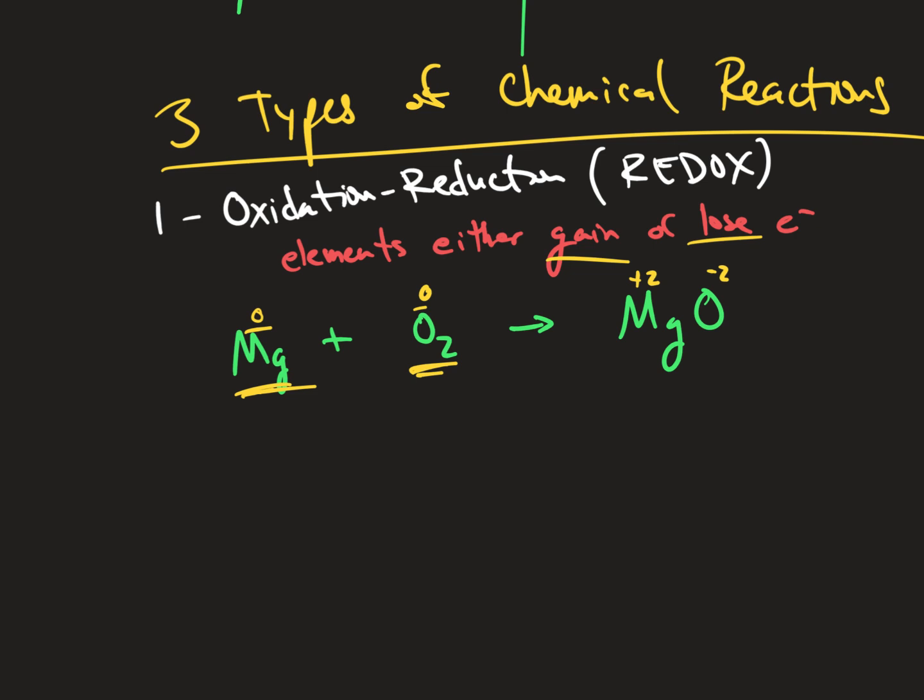Okay. So which one gained electrons? Oxygen, because it becomes -2. More negative, more electrons, right? This one gained electrons, and this one lost electrons. So when that happens, you know this is an oxidation reduction reaction. Are we good? We'll go a little bit deeper later.